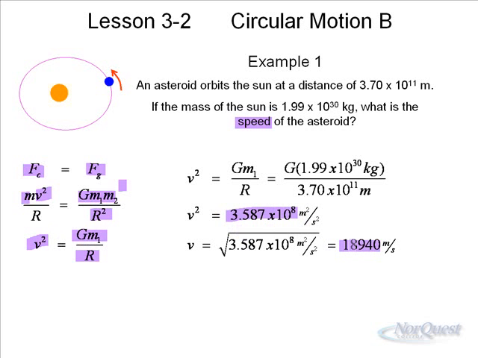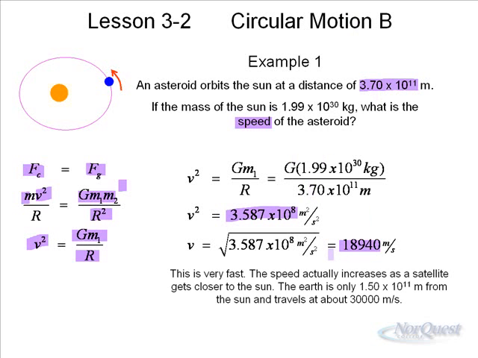And as a satellite gets closer to the sun, it actually moves faster. And the Earth, being closer than 3.7 times 10 to the 11 meters, it's only about 1.5 times 10 to the 11 meters, actually moves about 30,000 meters every second, or 30 kilometers per second.